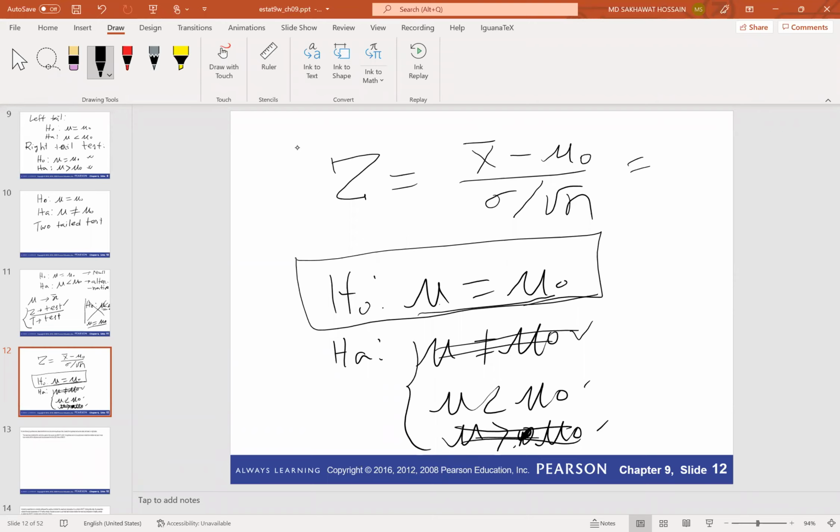Then we'll get a value here. That will be the Z-score. This is called Z observed, which means it comes from our observed data, or you can also say just Z. Okay, so now we have that this is called the test statistic.